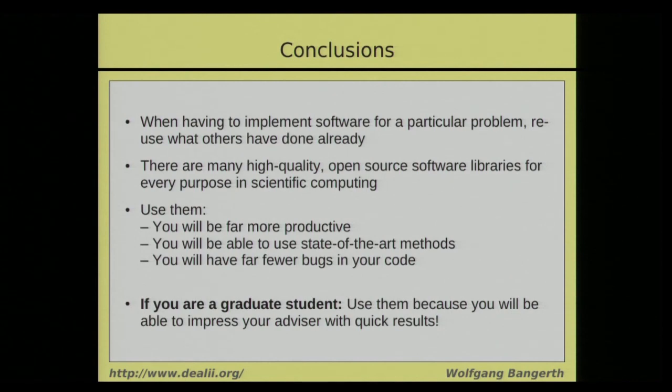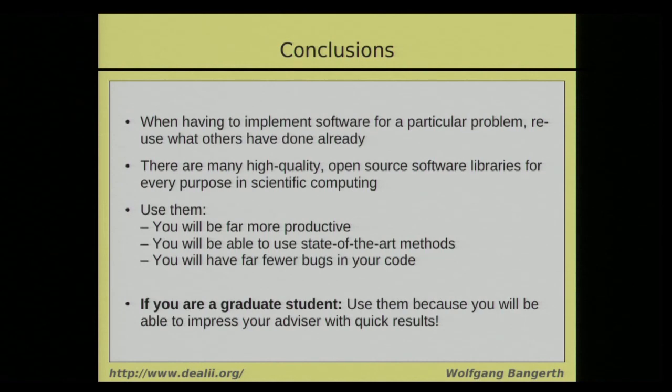So to conclude this, when you have to implement software for a particular problem, for example, because you want to develop new methods or because you have a non-standard problem, really try to reuse what others have done already. There are many high-quality open source libraries that do practically everything in scientific computing. And what you will find is that you're far more productive, that you will be able to use state-of-the-art methods, and that your code will have far fewer bugs than if you had to do it yourself.